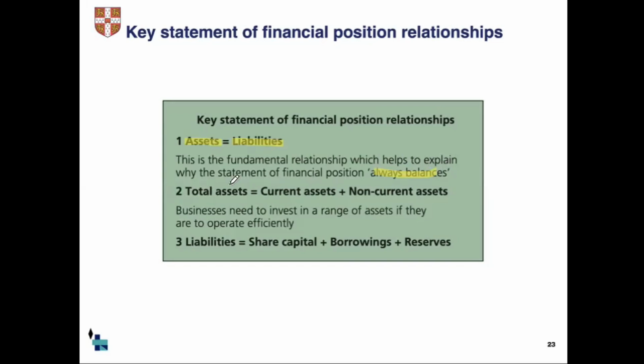All right. So the second key relationship that we have to know is that total assets, all our assets, is equal to all our current assets, and we'll define what current assets are later, plus all our non-current assets. That is very important also. And it says that businesses need to invest in a range of assets if they are to operate efficiently. So some of our assets will be current, some of our assets will be non-current. And then the third key relationship that we have to know is that liabilities, that is, the debts that the business owes, is equal to the share capital.